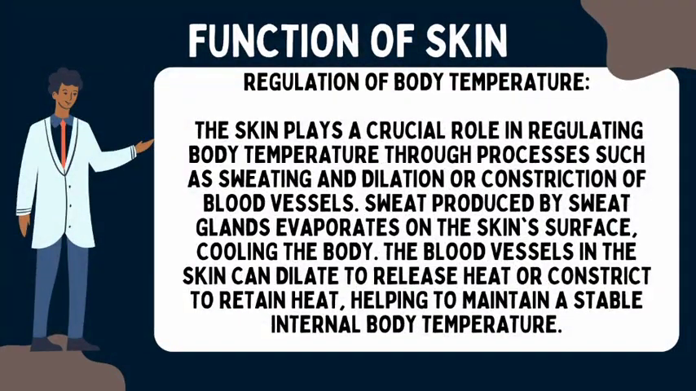Second, regulation of body temperature. The skin plays a crucial role in regulating body temperature through processes such as sweating and dilation or constriction of blood vessels. Sweat produced by sweat glands evaporates on the skin's surface, cooling the body. The blood vessels in the skin can dilate to release heat or constrict to retain heat, helping to maintain a stable internal body temperature.